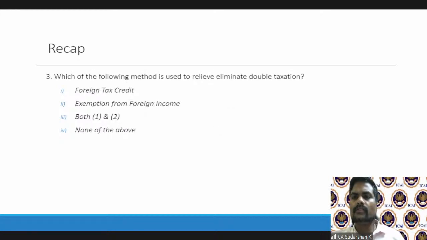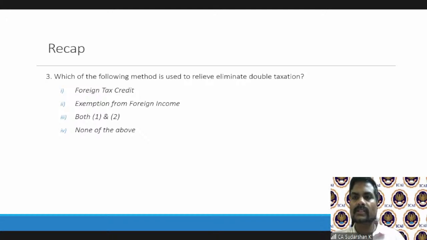Now moving on: which of the following methods is used to relieve or eliminate double taxation? Foreign tax credit, that is the resident country giving tax credit for the foreign tax? Or exemption from foreign income? Both? None of the above? The answer is both, because a country can either tax their foreign income and give the necessary tax credit, or completely exempt the foreign income. They don't even bring it into the resident's total income at all. The worldwide income, the foreign income, is exempted.